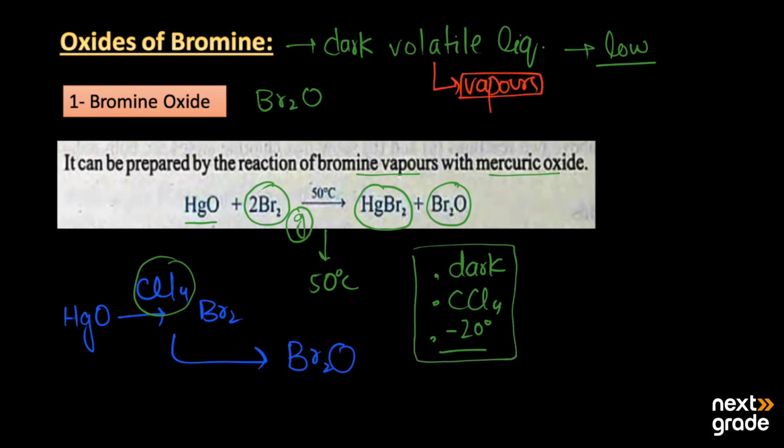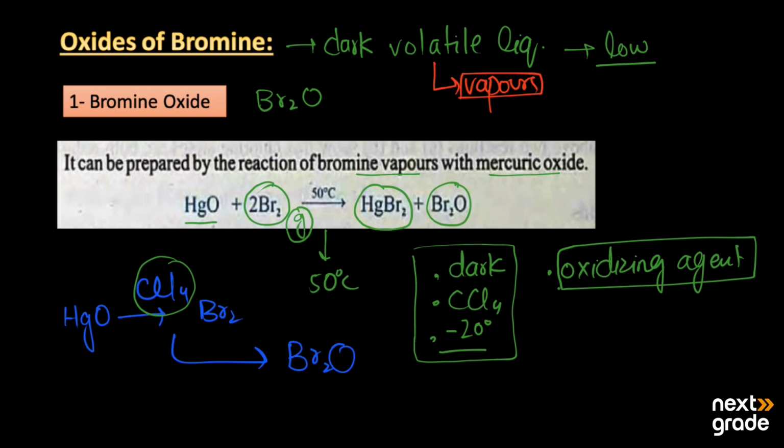On the other hand, it has the property of an oxidizing agent; it can be used as an oxidizing agent. How can it be used as an oxidizing agent? Because it can lose oxygen, and that oxygen can be gained by other elements, so it oxidizes others and in turn is itself reduced.